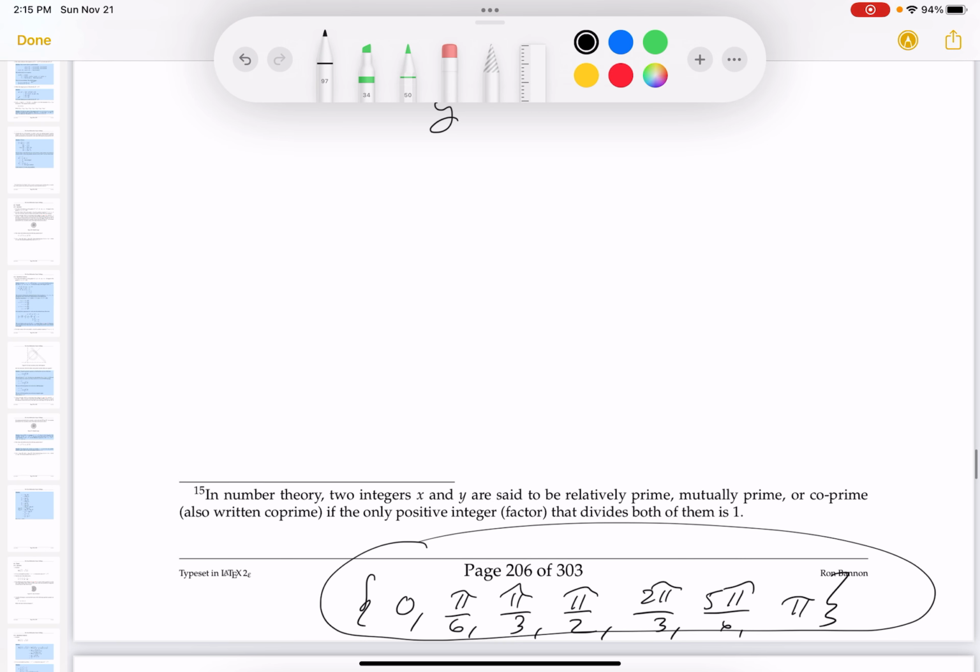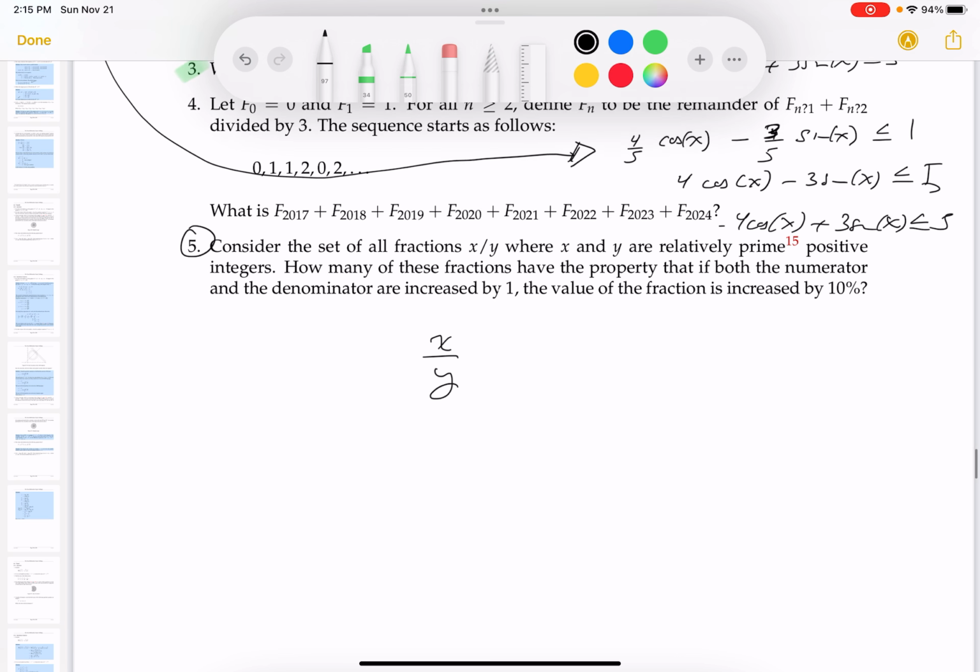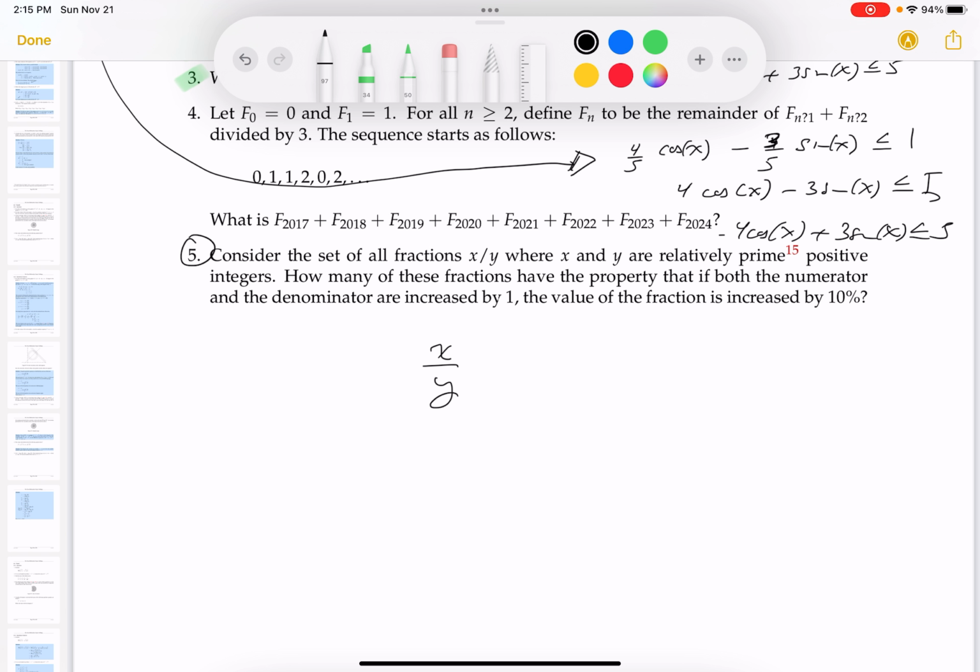Now, if you know what that means, it says in number theory, two integers x and y are said to be relatively prime, mutually prime or coprime, if the only positive integer factor that divides them both is 1. Really, some people just simply say lowest terms, all right? There's no reducing factor between x and y. They go on to say they're positive integers. Again, some keywords: relatively prime, positive integers, right?